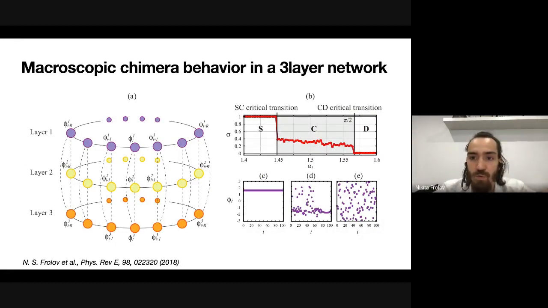Next, we move to a larger network. We consider a 3-layer network, and we ask ourselves the question of whether we can give rise to a chimera on the macroscopic level, which means that we can excite such a type of behavior when one of the layers demonstrates one type of spatiotemporal behavior and the other two demonstrate the other. For instance, we considered such a network where each layer can exhibit either synchronous behavior, chimera, or desynchronized behavior.